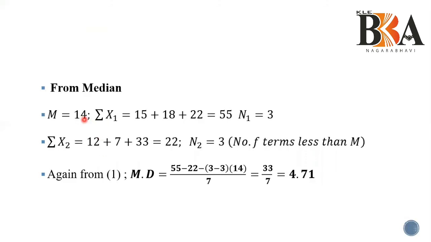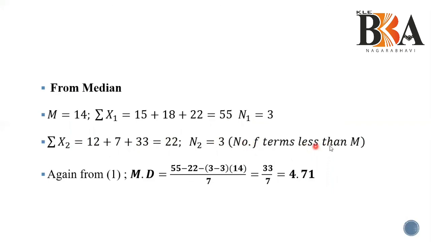So look, x1 is 15, 18 and 20. That becomes 55. Then n1 is 3 there. You can find it very easily: the x1 terms are 3 terms. Then take x2 as 12, 7, 3. Equals 22. So n2 equals 3, there are 3 numbers there.